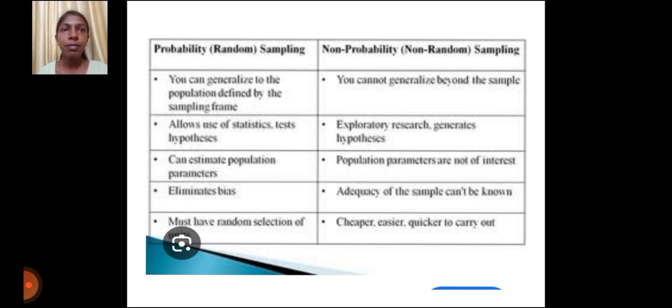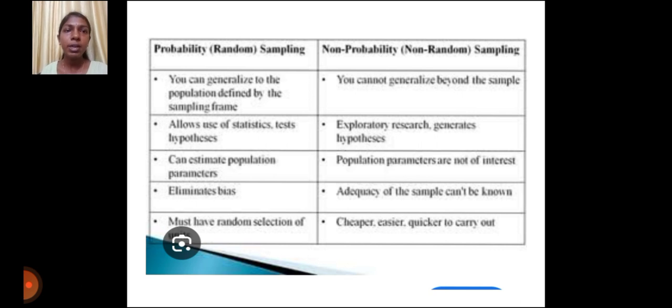And we have some differences between probability sampling and non-probability sampling. With probability sampling, you can generalize to the population defined by the sampling frame, but with non-probability sampling, you cannot generalize beyond the sample. Probability sampling allows us to do statistical tests and test hypotheses, but in non-probability sampling, exploratory research generates hypotheses. In probability sampling, we can estimate the population parameters, but in non-probability sampling, population parameters are not estimated.